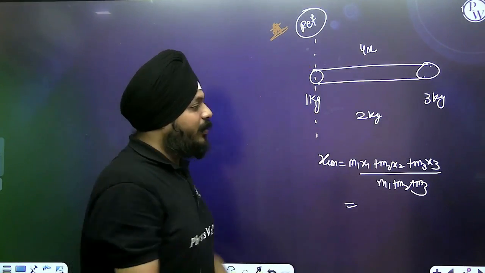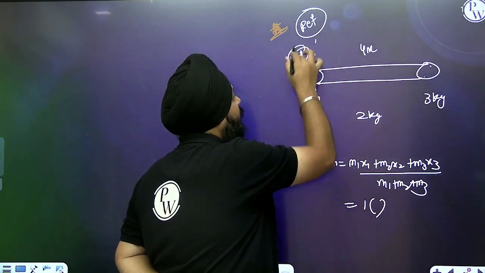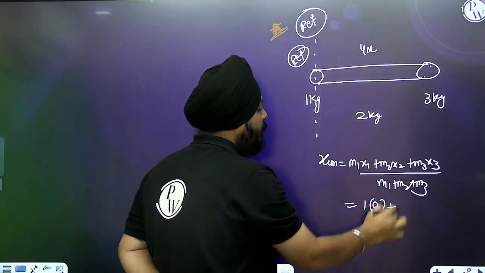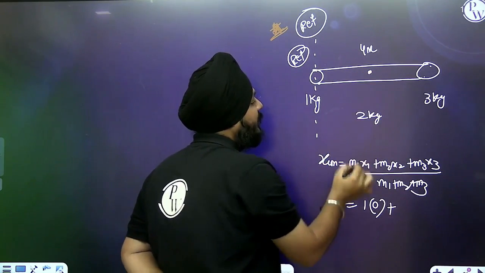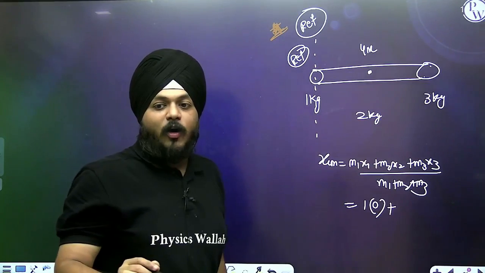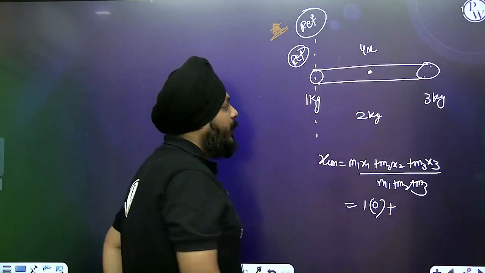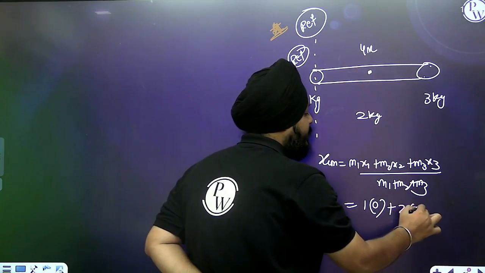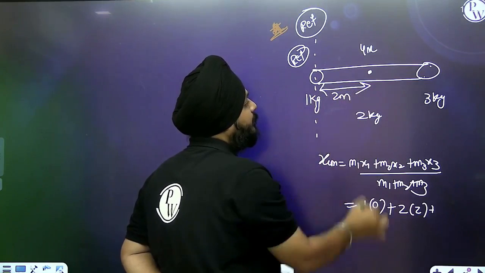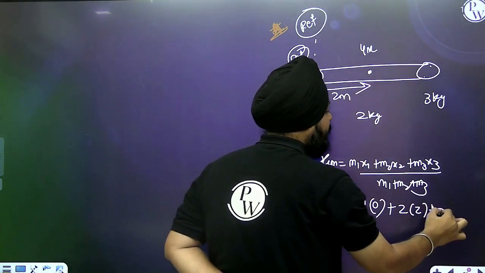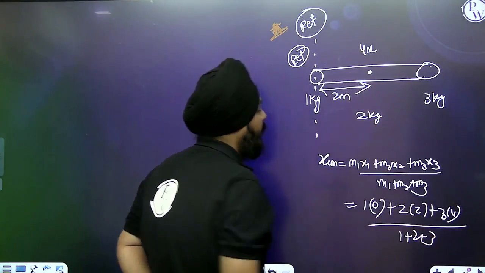So M1 is a continuous body. This is the reference line. The x1 with respect to the reference line is 0. M2 is a rod, a continuous body. For a continuous body, x2 will be the distance between its center of mass and the reference point. Mass is 2 kg, and we take the distance as 2 meters. Third, mass 3 kg, distance 4, whole divided by 1 plus 2 plus 3.